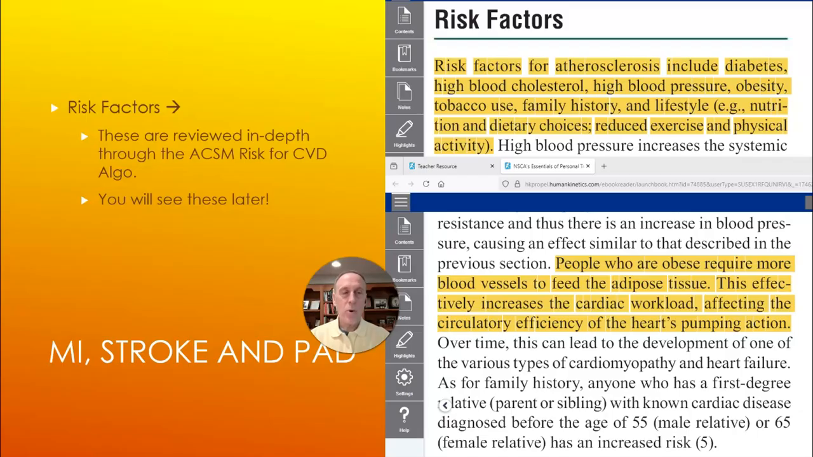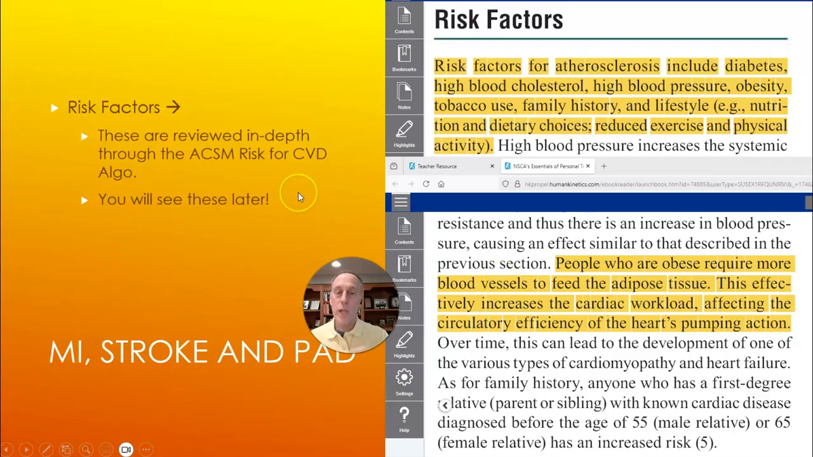And so people who are obese, you think about it, even though the fat is going along for the ride, that fat still needs blood supply. And so people who are obese require more blood vessels to feed the adipose tissue, and this effectively increases the cardiac workload, affecting the circulatory efficiency of the heart's pumping action.